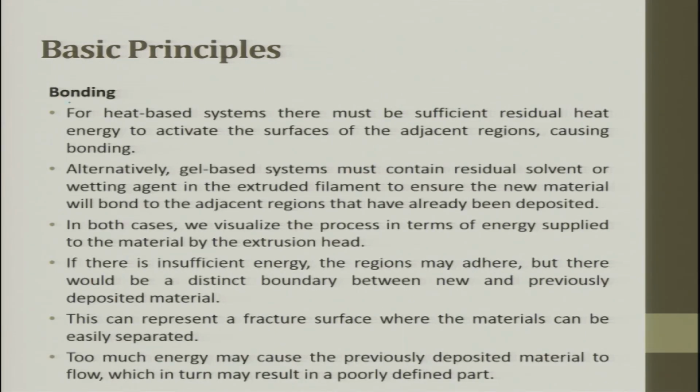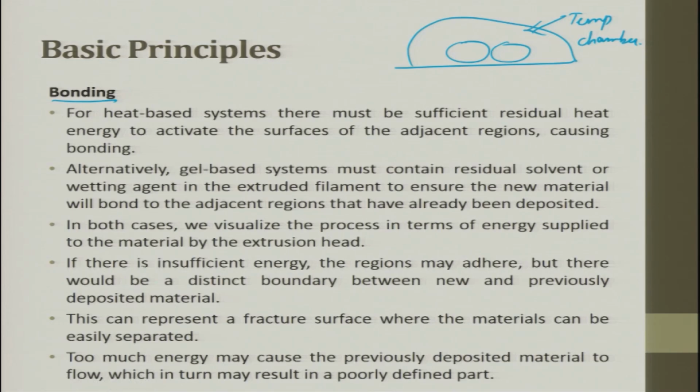The next key feature is the bonding. As I told you, delamination will come. For a heat based system, there must be sufficient residual heat energy to activate the surface of the adjacent region, causing bonding. So, you have 1, you have 2, so you maintain it under a temperature. This is a temperature chamber. So, there is sufficient energy to activate and bond.